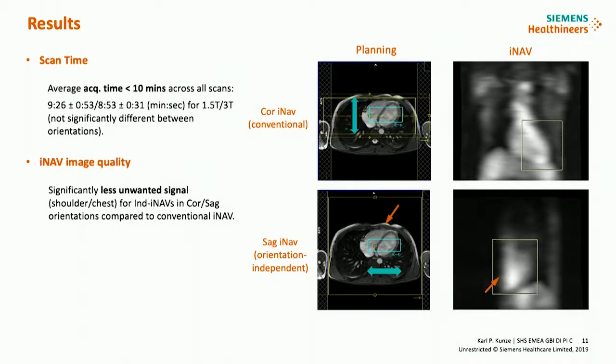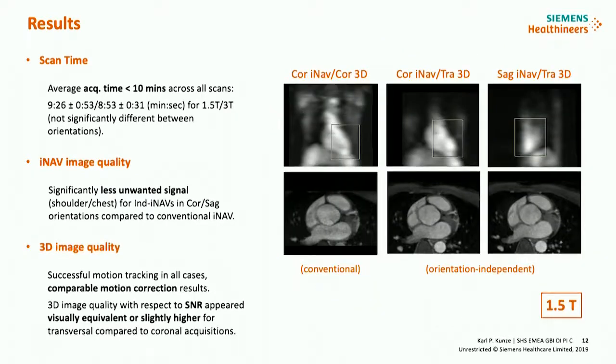And for the sagittal iNAVs, you see similar behavior, although here you have the potential problem that your chest wall also is very close to your volume of interest with the heart. The 3D imaging image quality was good, and motion tracking and correction was successful and comparable in all cases. And here you see the 3 different modalities we use: conventional iNAV compared with the orientation-independent iNAV with either coronal or sagittal iNAVs.